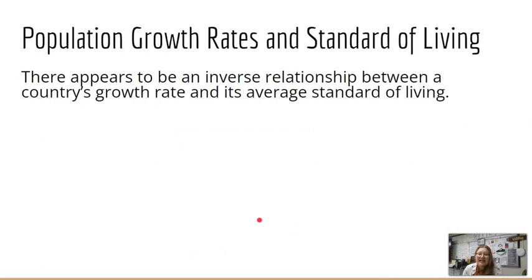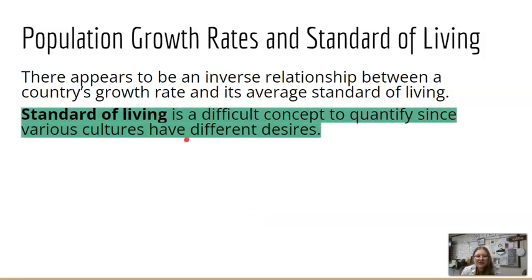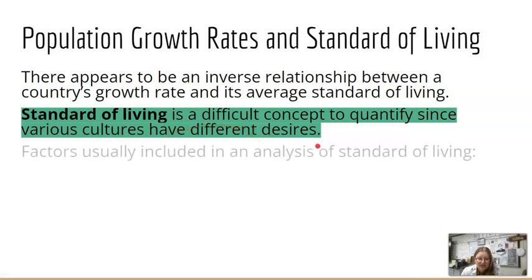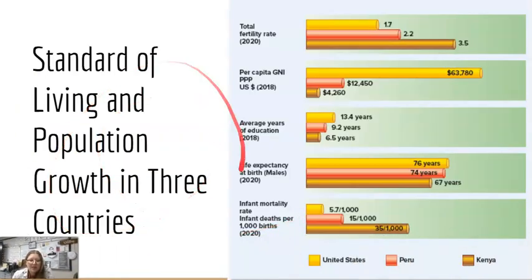So there appears to be an inverse relationship between a country's growth rate and its average standard of living. That means if the standard of living is high, then the growth rate is going to be low. If the standard of living is low, then the growth rate tends to be high. So they're opposites. And standard of living is a difficult concept to quantify since various cultures have different desires. Factors usually include economic well-being, health conditions, social status, and mobility. So let's look at some trends.